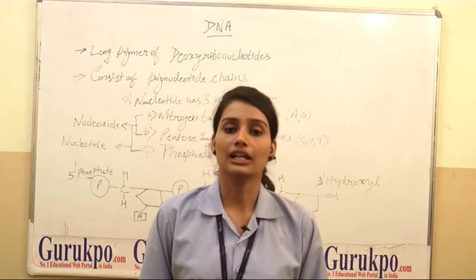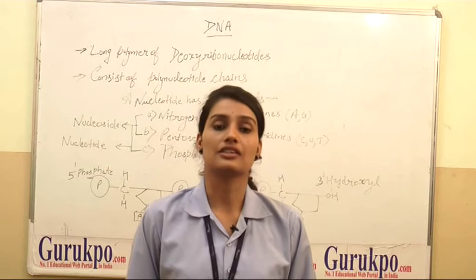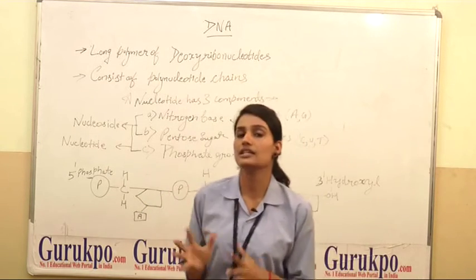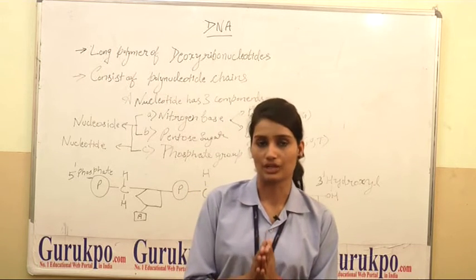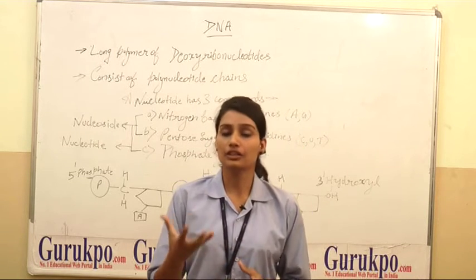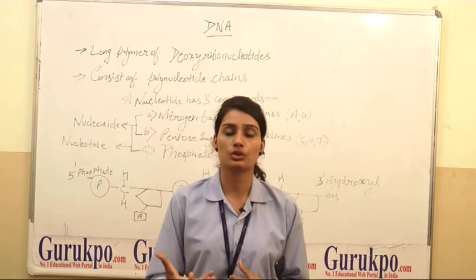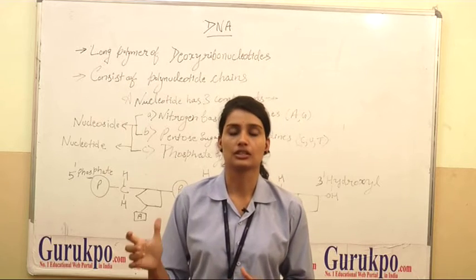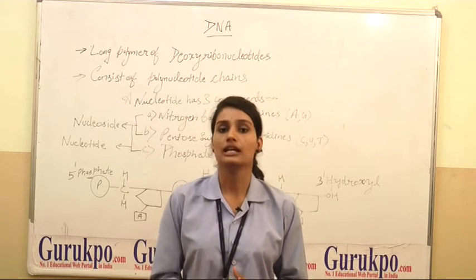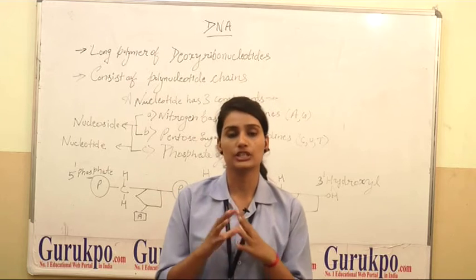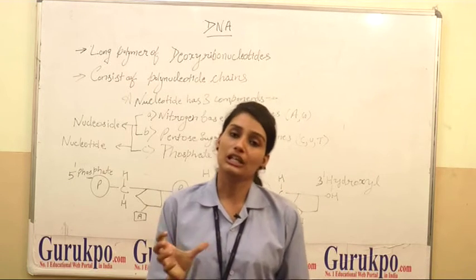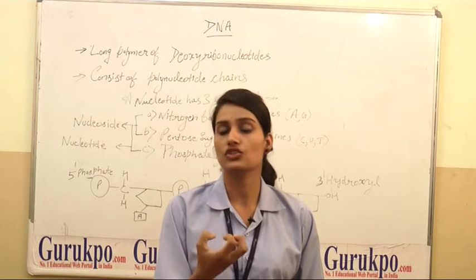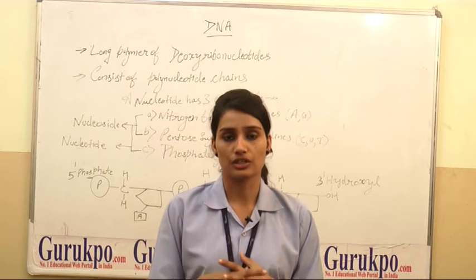Today, I am going to give the lecture on DNA, that is deoxyribonucleic acid. We all know that DNA is a long polymer of deoxyribonucleotides. The length of the DNA depends upon the number of nucleotides or pairs of nucleotides, that is, the number of base pairs present in it. DNA is a double helical structure. It consists of a long polynucleotide chain. Now, poly means many. So, when many nucleotides are linked with each other, then a polynucleotide chain is formed.